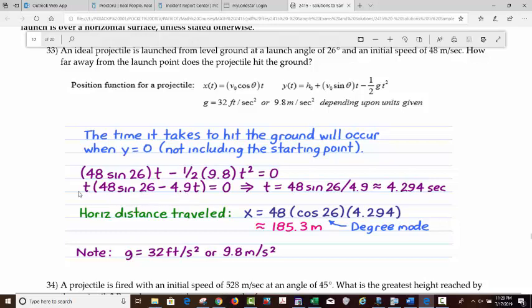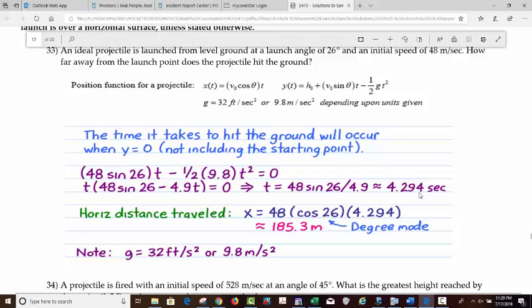So now we're trying to solve for t. So I factored out a t, one of the solutions is definitely t equals 0, but that's the starting point. So we need to solve for the second t here. So just solve what's in the parentheses equal to 0. That's easy enough. Just move the t over, divide by 4.9. So you get 48 sine of 26. Make sure, as I mentioned here, that we're in degree mode. Divided by 4.9 is roughly 4.294 seconds. So about 4.3 seconds for it to hit the ground.